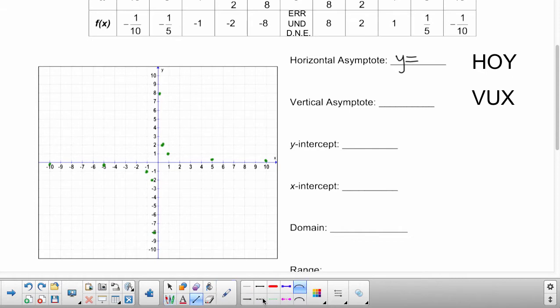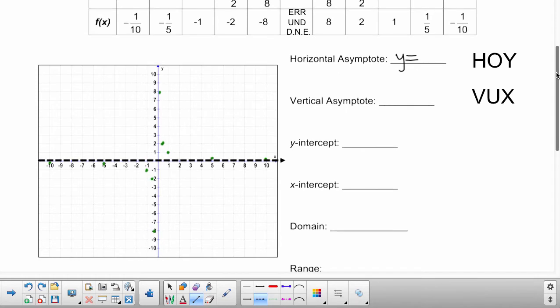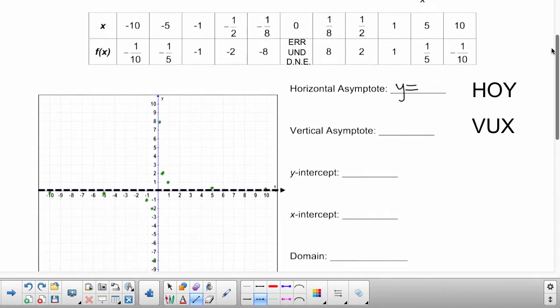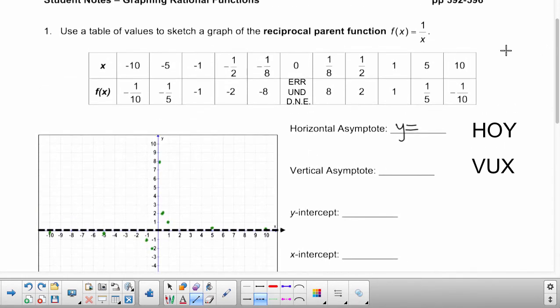Let's go over to our lines to make a really neat one. And there's our horizontal asymptote. Now don't see quite where it is and don't believe me? We'll take a look. Let's go back to our function and see whether it makes sense.